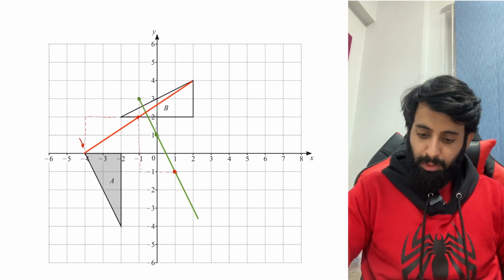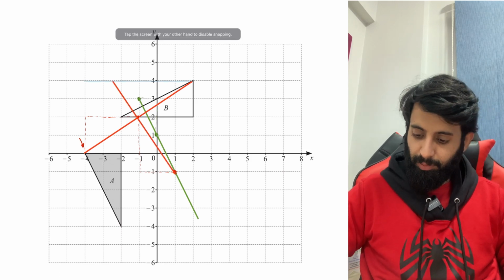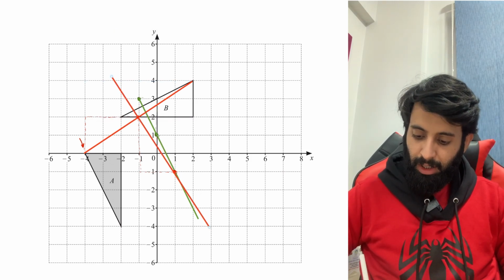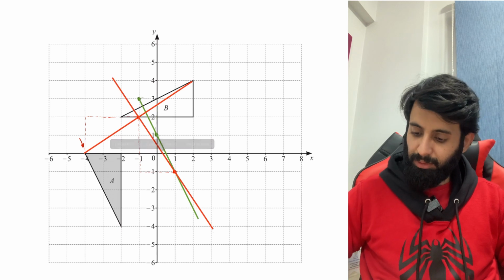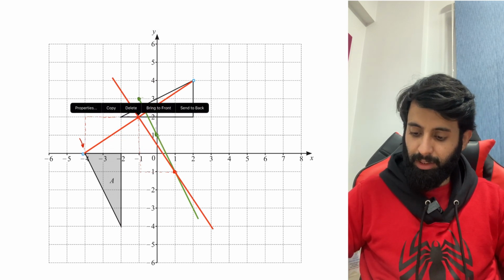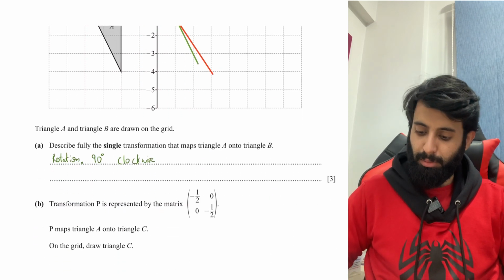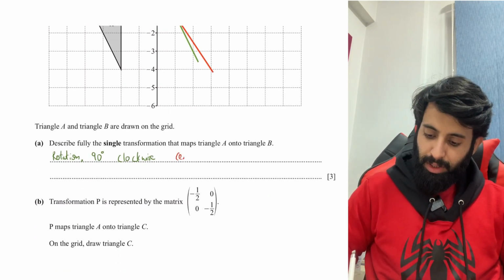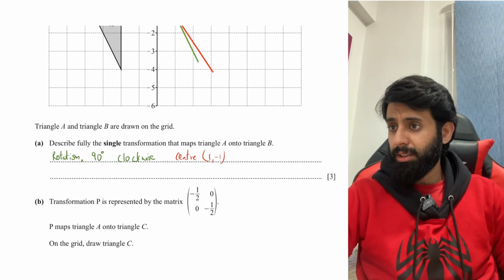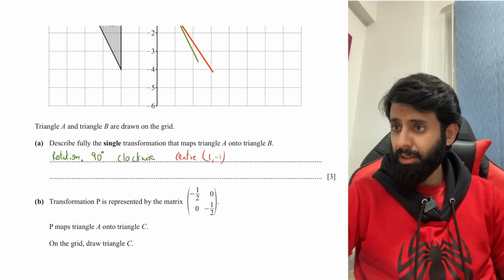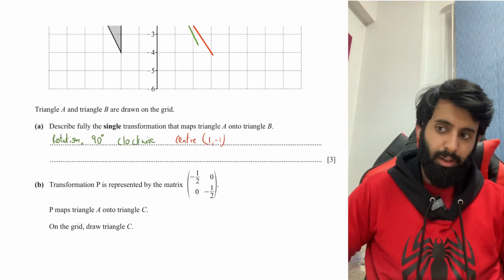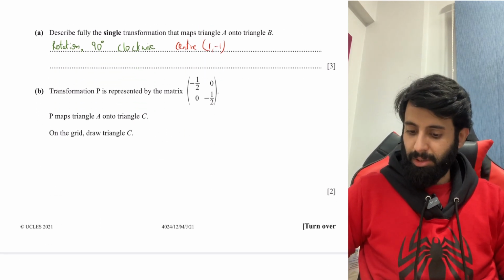That means what I need to do now is join them with the help of a straight line. And you'll notice these 2 lines are intersecting. They're intersecting at, let me highlight it for you over here, which means that the center is 1, minus 1. So 90 degrees clockwise, center 1, minus 1. Okay, let's check the answer to make sure that we're on the right track. So, yep, we're on the right track. Rotation 90 degrees clockwise. 1 comma minus 1 is the center.